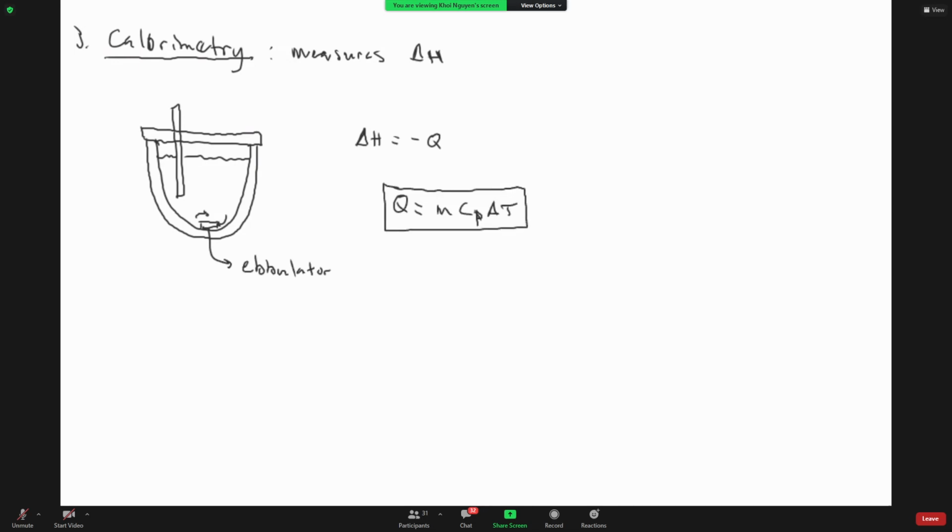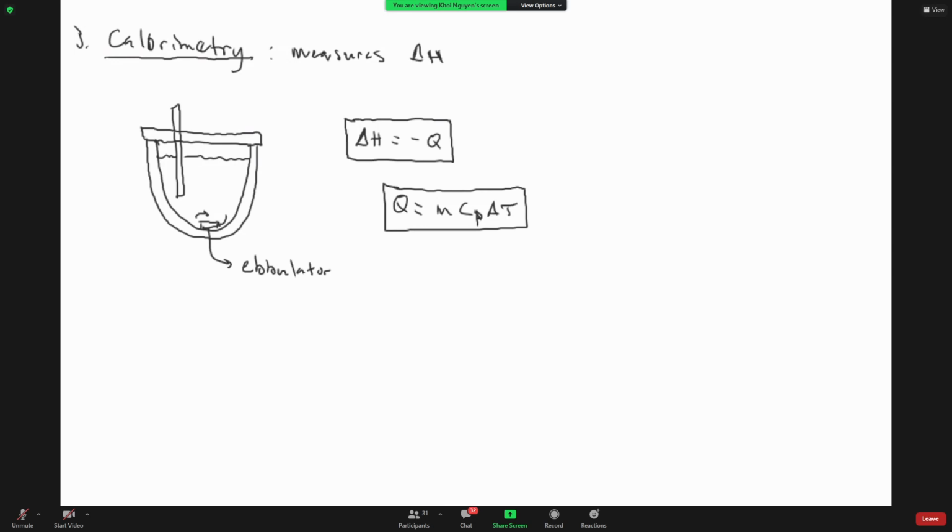And the enthalpy was negative of that heat. So if the temperature went up, that meant that the experiment was exothermic, because energy had to leave the experiment in order to heat the water up. Or if the temperature went down, that meant that the experiment was endothermic because it took heat energy from water to do the experiment. Okay, so that's why delta H is equal to negative Q.